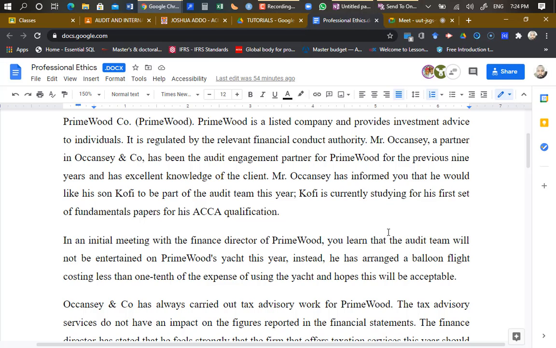And second, if even Kofi happens to be working in Primewood, which Mr. Okansi is going to audit, if Kofi is, say, an entry-level employee, so Kofi is like a junior, one of the very junior staff of the company, the fact that he is a son to Mr. Okansi and Mr. Okansi is going to audit that company will still not pose any serious threats.